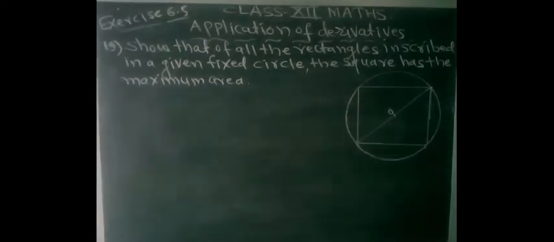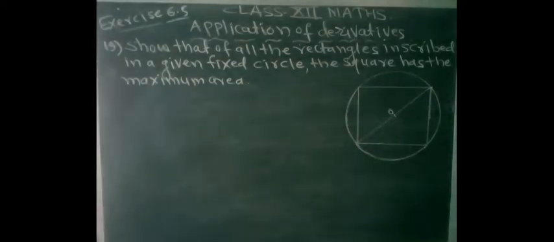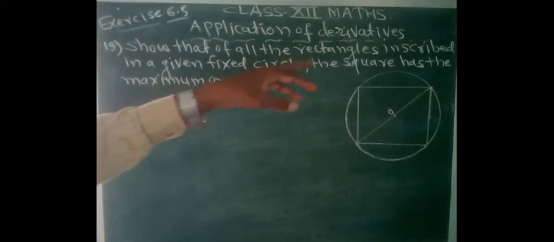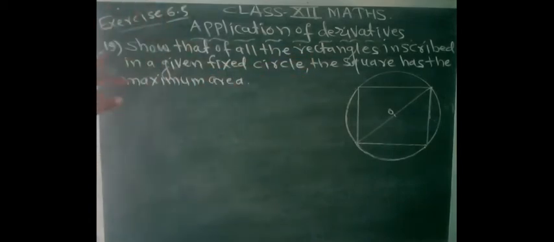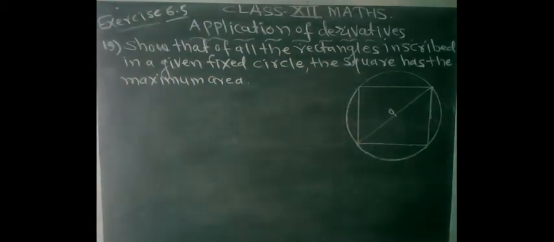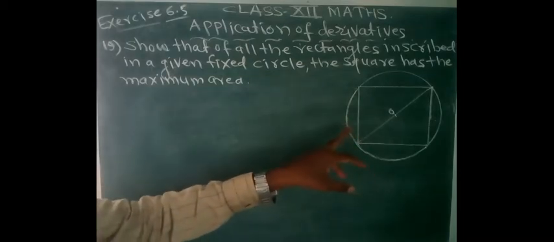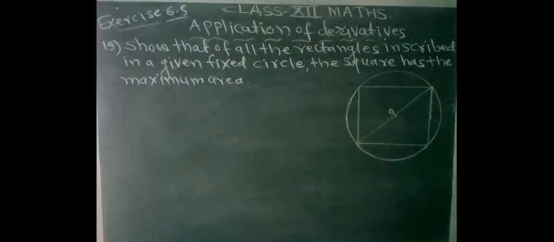So students, here, application of derivatives exercise 6.5. See question number 90. Show that of all the rectangles inscribed in a given fixed circle, the square has the maximum area.